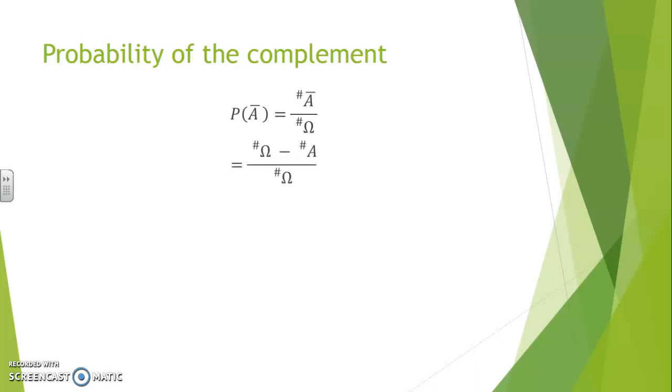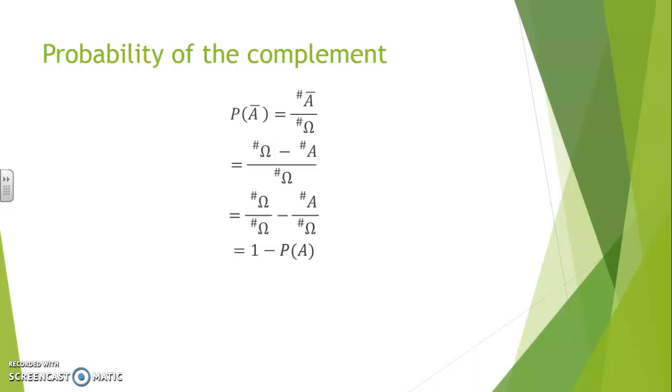This is also obtainable by eliminating from the sample space all events, or the cardinality of event A. In other words, if A is not occurring, then A bar is occurring. Again, they're complementary. Now, if we divide term by term, we'll notice that what we end with is 1 minus P of A. This makes perfect sense.